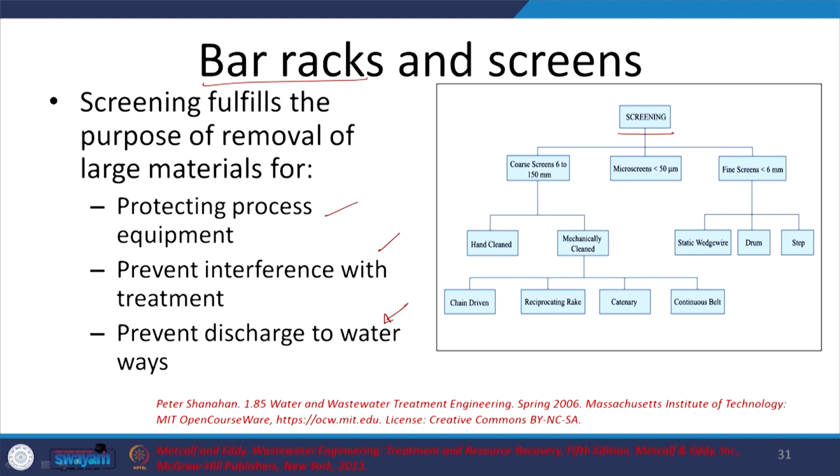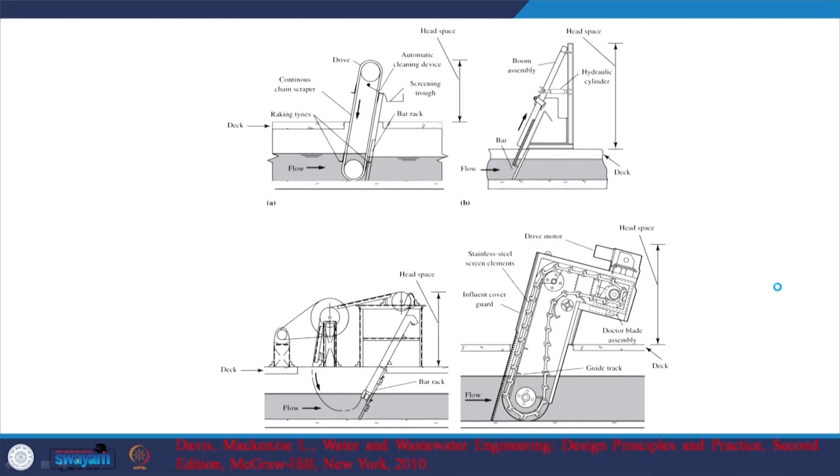Screens we have in different kinds: coarse screens, which are always employed; fine screens, which are not really employed in wastewater treatment, at least not in India, because the maintenance is high; and micro screens, which in India people do not really go for. Coarse screens earlier used to be manually or hand cleaned, right, and now most of them are mechanically cleaned: chain driven, reciprocating, and continuous belt, but we will just look at the pictures and move forth, right. So, what do I have? I have front and chain driven, right.